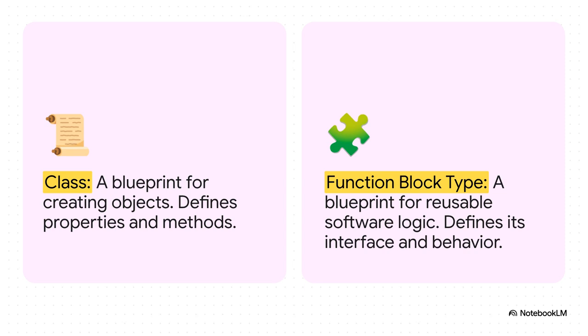Well, IEC 61499 takes that exact same idea and applies it to industrial automation. You have what's called a function block type. Think of that as your blueprint. And from that blueprint, you create a function block instance. That's the real, live, working component that's actually running out there on the factory floor. It's a simple concept, but it's the absolute key to making everything reusable and modular.